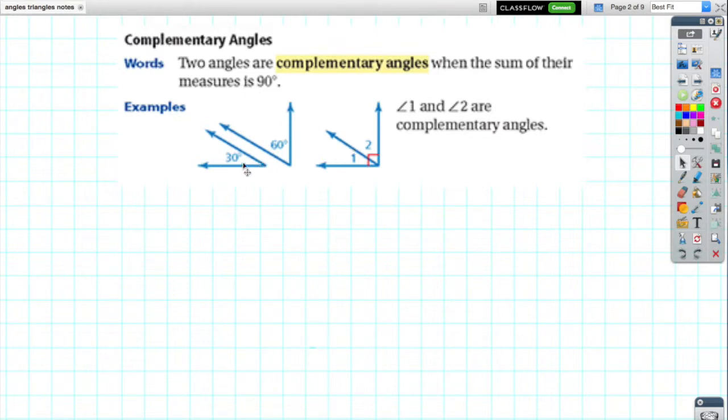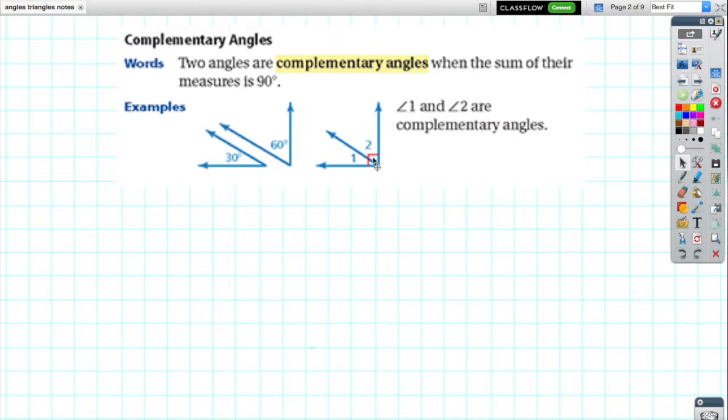I've got this example where I've got a 30-degree angle and 60-degree angle. Notice how they're not touching, they're separate angles. But because they add up to 90, that makes them complementary. Or you can have a situation like this, where you can have two adjacent angles, and because the two of them together have a right angle label here, that makes them complementary as well.